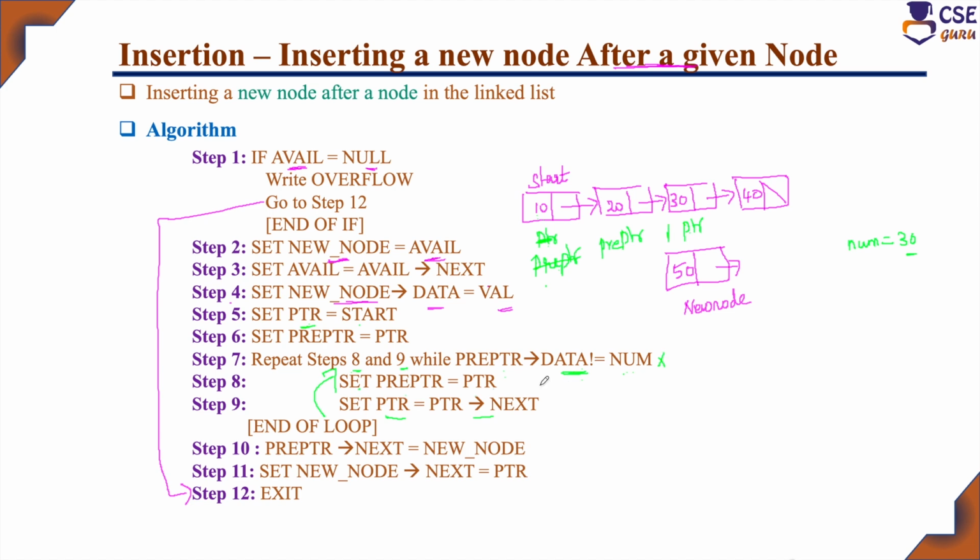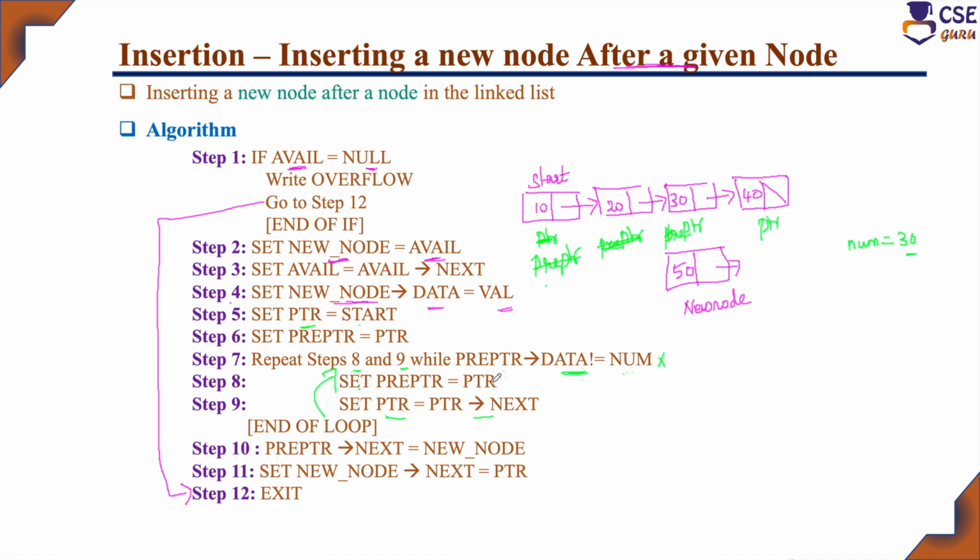Okay. Set PTR as pre-PTR. Now, PTR, you have to mark it as pre-PTR. Now, this is not pre-PTR. This is pre-PTR. And PTR is equal to PTR of next. PTR is PTR of next. This is PTR now in the next iteration.